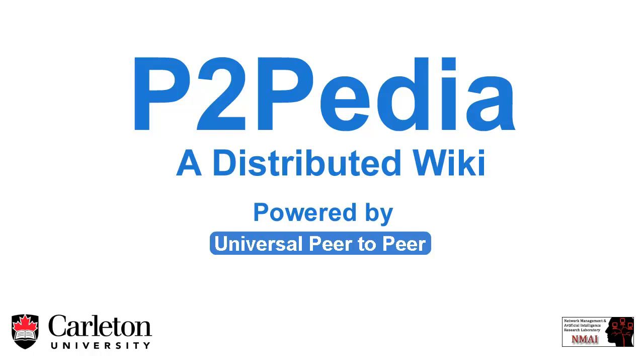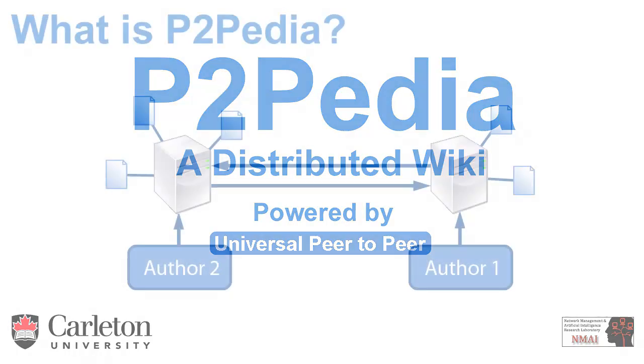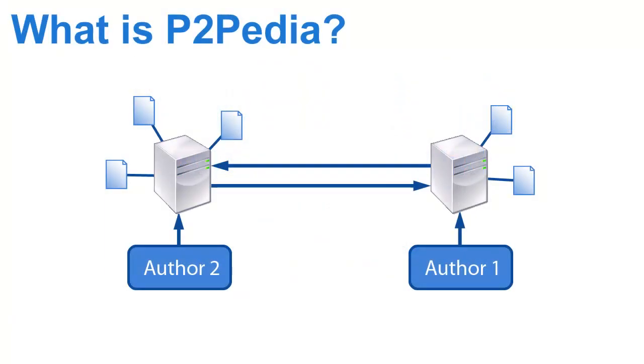P2Pedia is a distributed wiki system implemented using the universal peer-to-peer file sharing framework developed at Carleton University. This video is intended to serve as a getting started walkthrough for new users, as well as an introduction to the principles behind P2Pedia. Unlike traditional centralized wiki systems, P2Pedia is a distributed system.